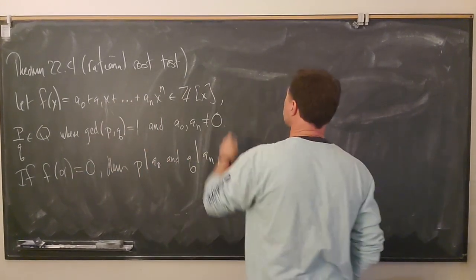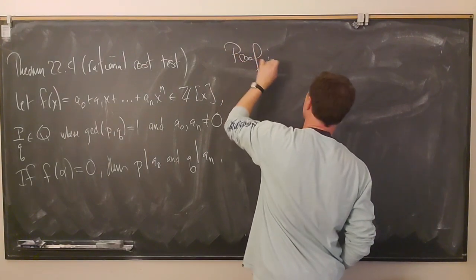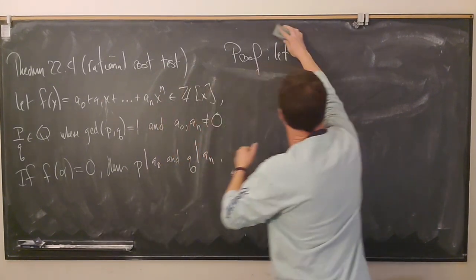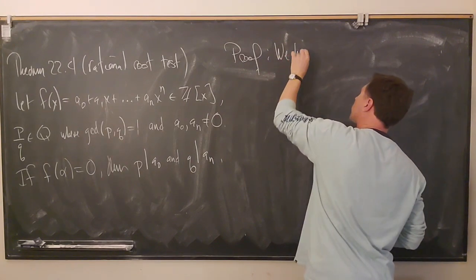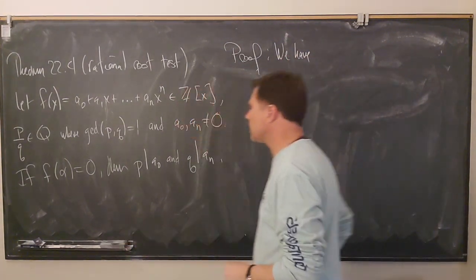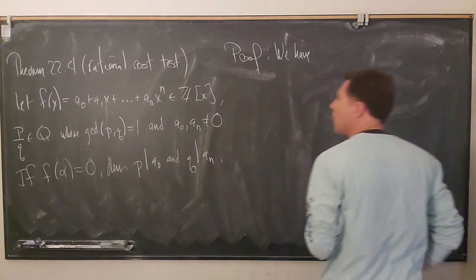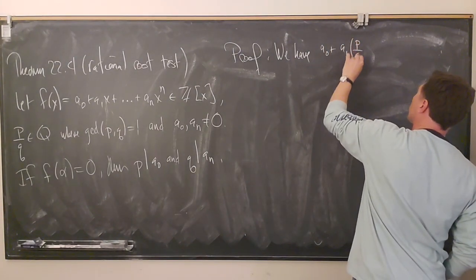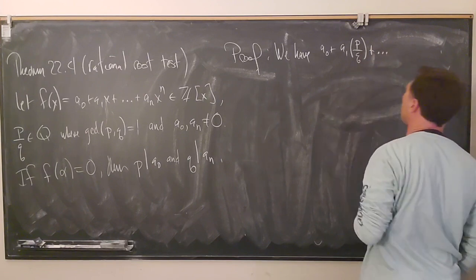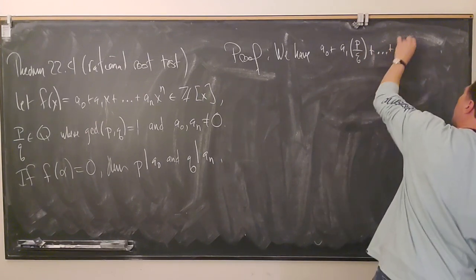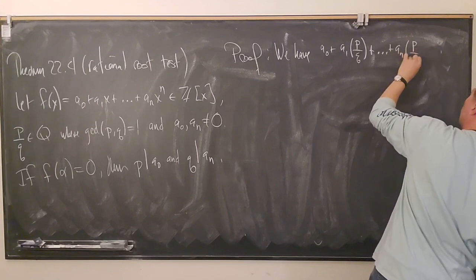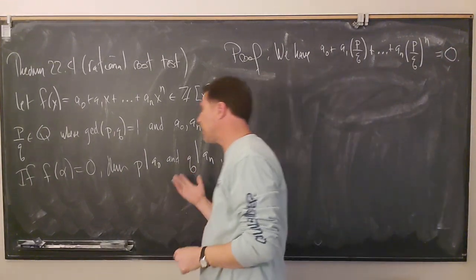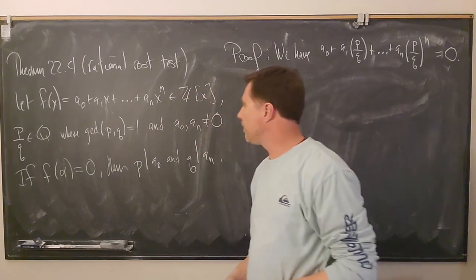So now for the proof. So what we have is, if I plug P over Q into this polynomial, what we get is a0 plus a1 times P over Q plus dot dot dot plus a sub n times P over Q raised to the n equal to 0. All right, that's just what happens. If you take P over Q and plug it into that polynomial, what we get is 0.